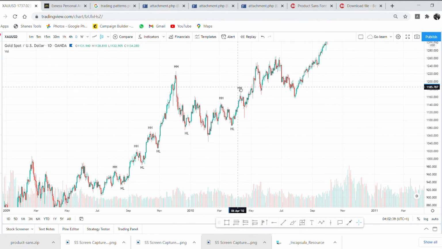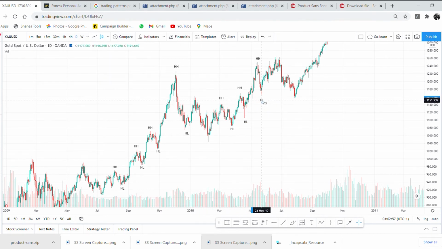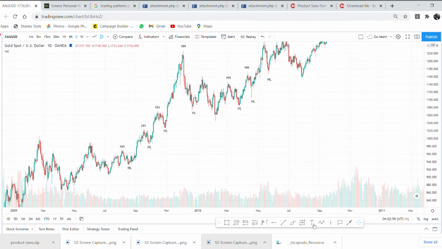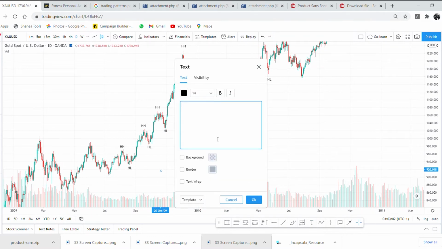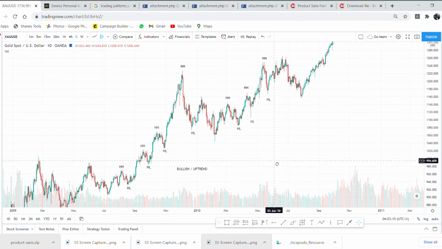Another one right here. Another one here again. Okay, now we have another one here. Then another one here. This is termed, like I said, bullish or uptrend.